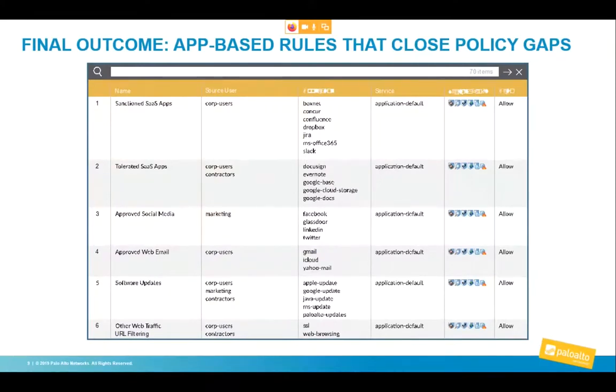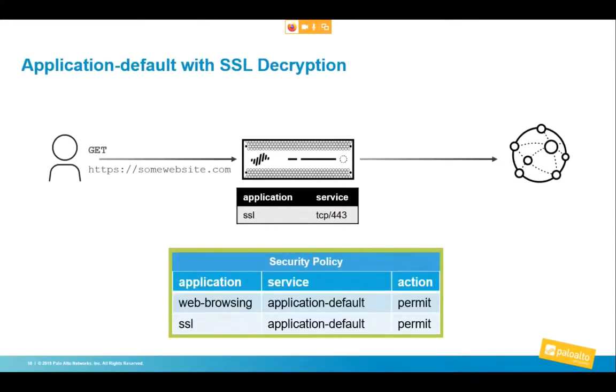So this is again going to reduce these gaps that we talked about, because now the rules are cleaner, they make more sense, and they have reduced attack vectors. There is also a requirement that most people normally talk about, the application default with SSL decryption. So these are some of the things that happen when you're doing SSL decryption. For example, you will see that some things are going to move. When you do decryption, the next application that you see is web browsing.